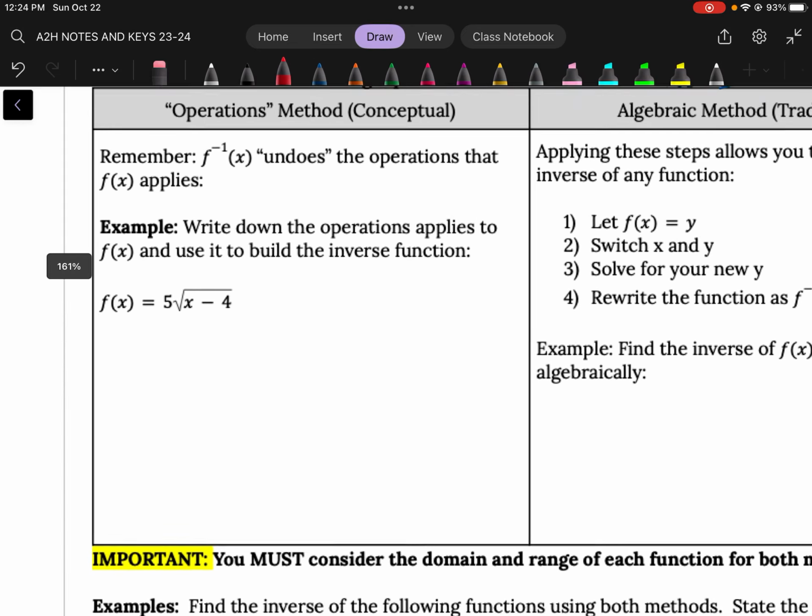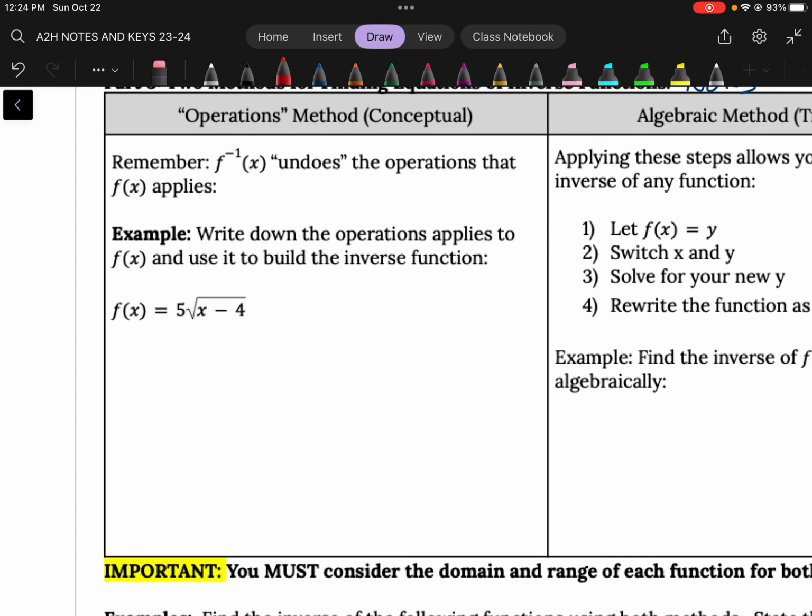All right, so let's start with the operations. The operations way is an analysis of what is happening to the input. And we remember that an inverse function undoes the operations and in the reverse order. Okay, so we'll see that in this example. The first thing I do is I list out what's happening to the x. The first thing that happens when I input x into this function is I subtract 4. And for this example, I'll even write that happening as it goes, right? So I literally take x and subtract 4, right?